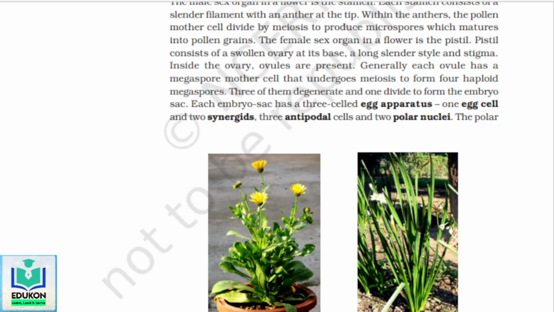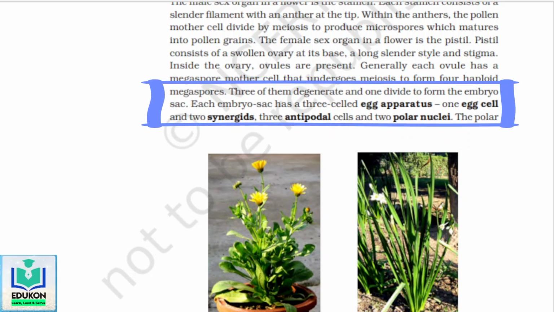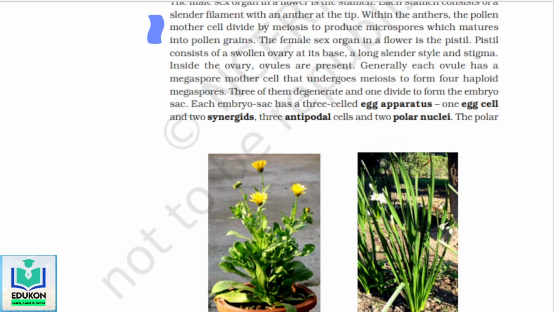Inside the ovary, ovules are present. Generally, each ovule has a megaspore mother cell that undergoes meiosis to form 4 haploid megaspores. 3 of them degenerate and 1 divides to form the embryo sac. So, out of 4, 3 will disintegrate and the 1 will divide to form an embryo sac.